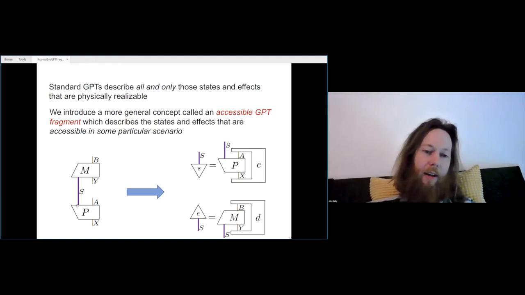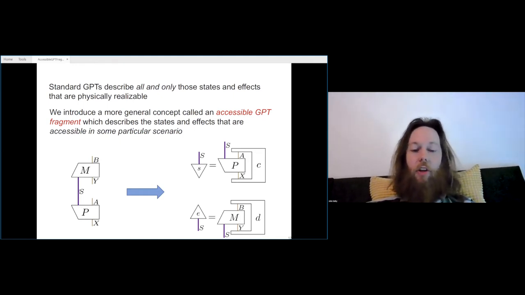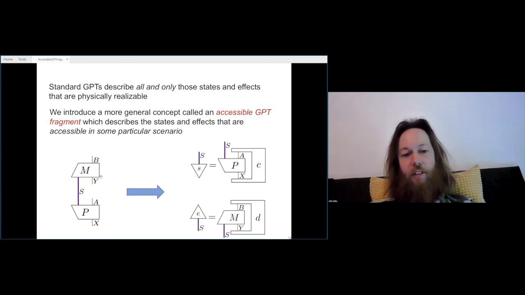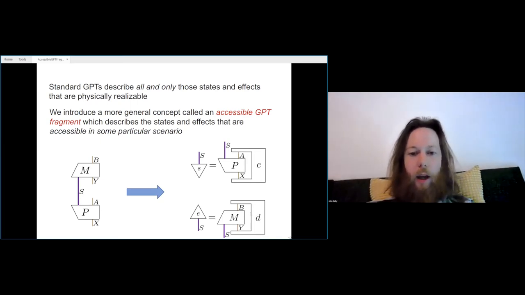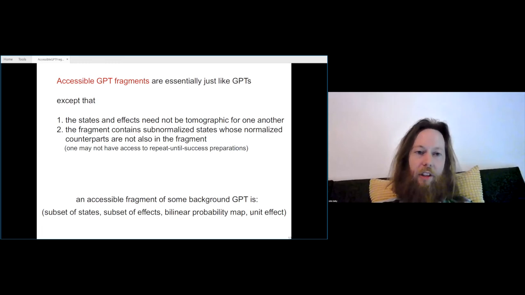Roughly the idea is, if we have some sort of preparation P with classical setting X, classical outcome A, then some system S that we're doing the experiment on, then some set of measurements indexed by Y with outcome B, then we can look at the set of states and the set of effects within the full GPT that can be realized within this particular scenario. The set of states that can be realized look like this S on the right-hand side, and the set of effects that can be realized in the experiment look like this E on the right-hand side. And so we say that this subset of the GPT is an accessible GPT fragment, and it's characterized by a subset of the states, a subset of the effects, and it has the same probability map and unit effect as the GPT you started with.